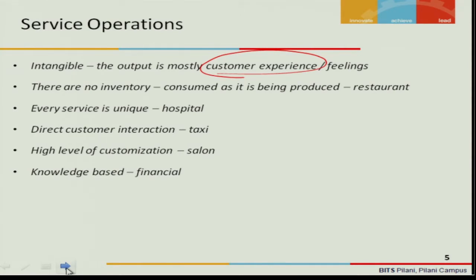It is knowledge based. Whatever be the service industry, it runs on knowledge and skill. For example, the financial institutions, insurance agents, stock market, all these things are knowledge based, and that is the reason why the salary structure is very different in service sector.